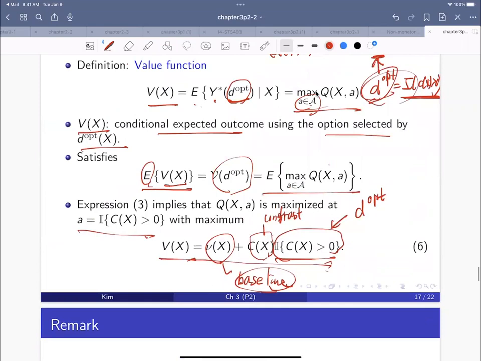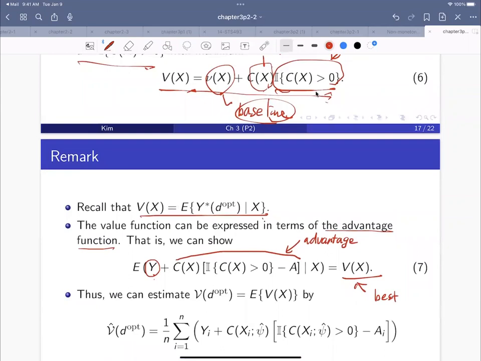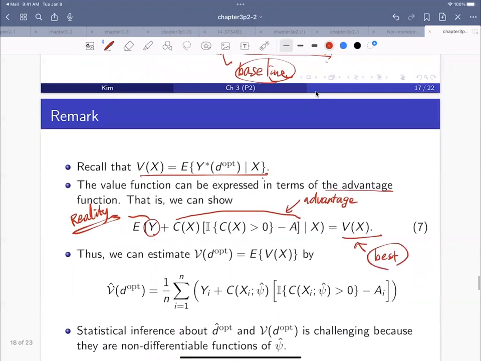So this is the conditional expectation obtained using the option selected by the optimal rule. This is the best. You can say this is the current, or present, reality. This is my reality. This is my ideal, my ideal me, and this is the advantage.